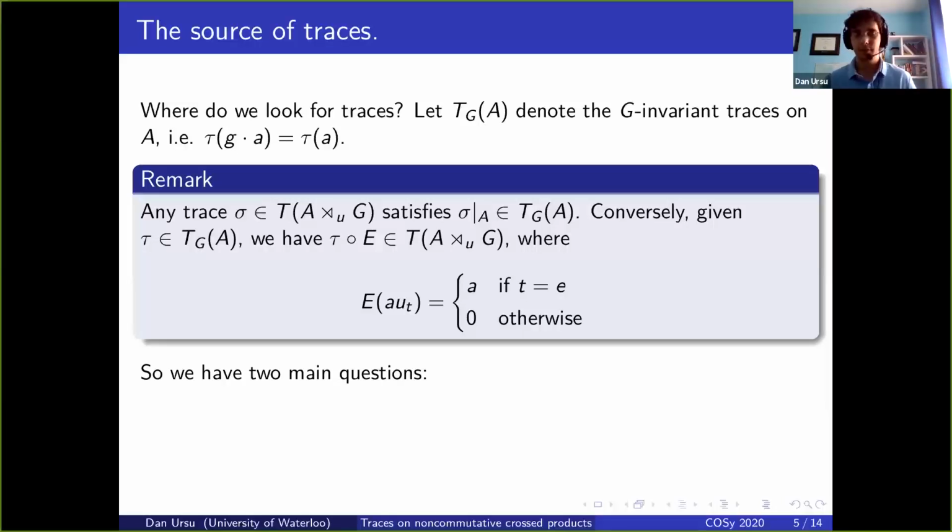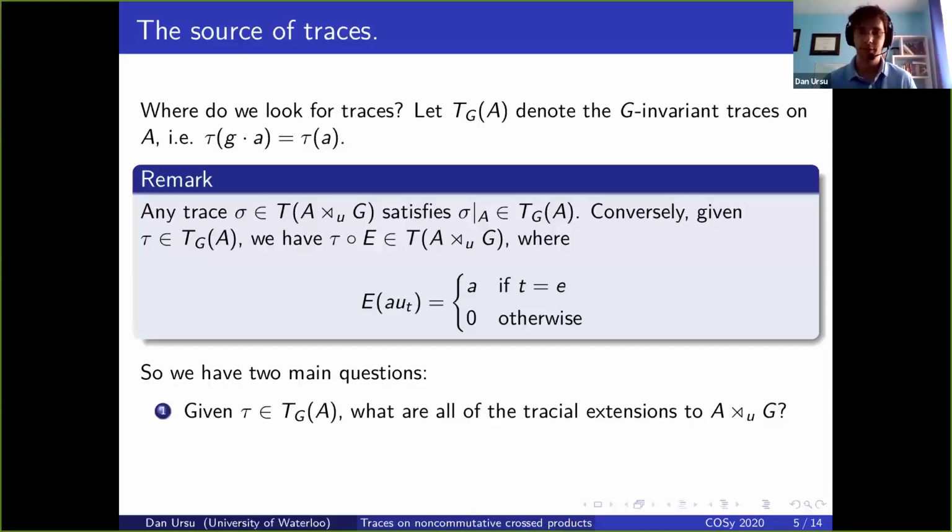So given this, well, we can ask two questions. If G invariant traces are the only possible source of traces on the cross product, given a fixed G invariant trace, what are all of the extensions? And moreover, given that we can always write down a canonical one, when is this tracial extension unique? So these are the questions we're going to be talking about.